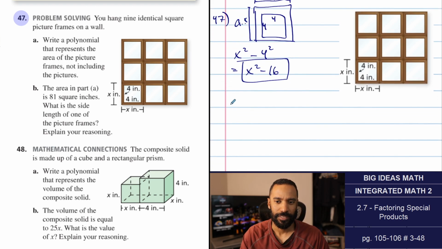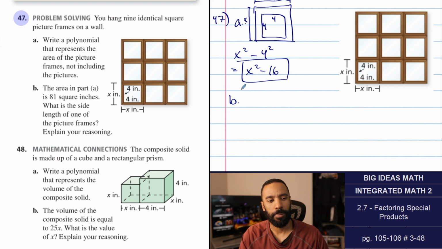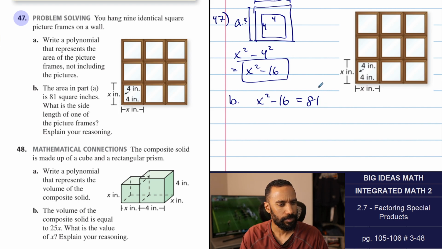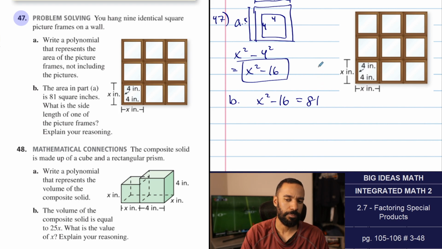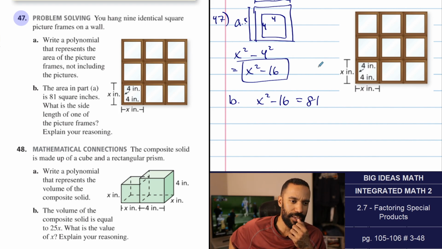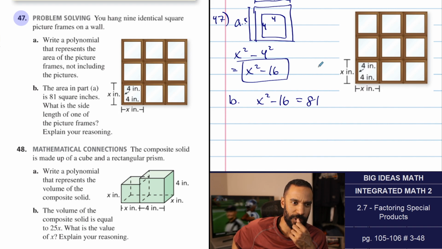Part B, the area in part A is 81 square inches. Excuse me. What is the side length of one of the picture frames? Explain your reasoning. So the X squared minus 16 area is also equal to 81. Sorry, I'm pausing because that won't give me a perfect square trinomial. I want to make sure that the area in part A is 81 square inches.